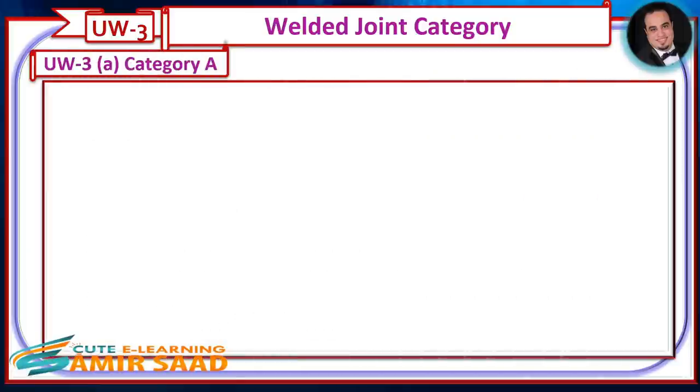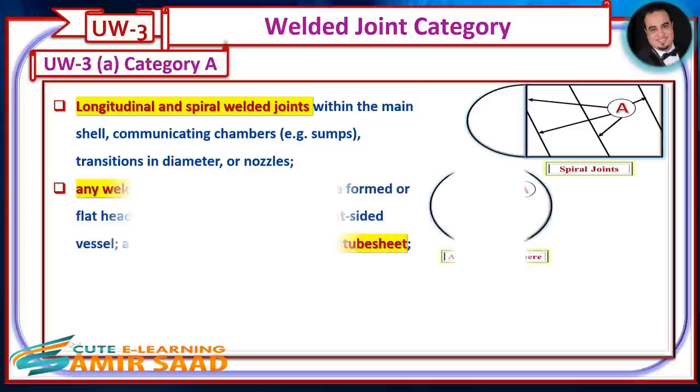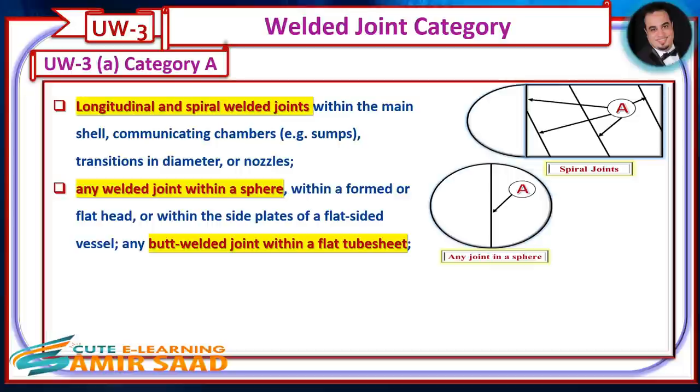UW-3(a), Category A. Longitudinal and spiral welded joints within the main shell, communicating chambers, transitions in diameter, or nozzles. Any welded joint within a sphere, within a formed or flat head, or within the side plates of a flat-sided vessel. Any butt welded joint within a flat tube sheet.